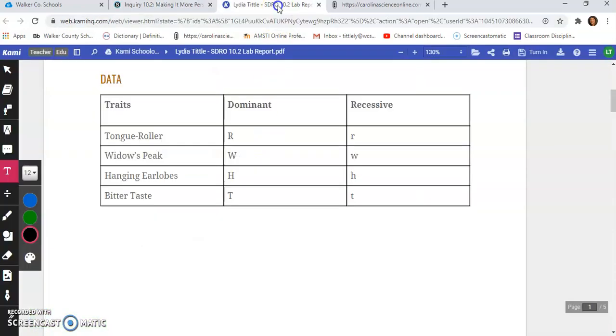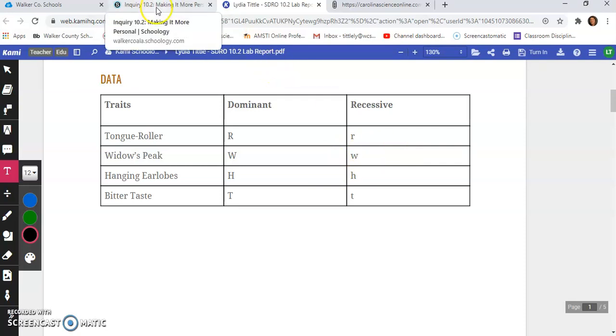So back to your lab report on your data table. If you have the widow's peak, then that is a dominant trait, and you would mark this box. If you have no widow's peak at all, then you would mark the little w in this box.